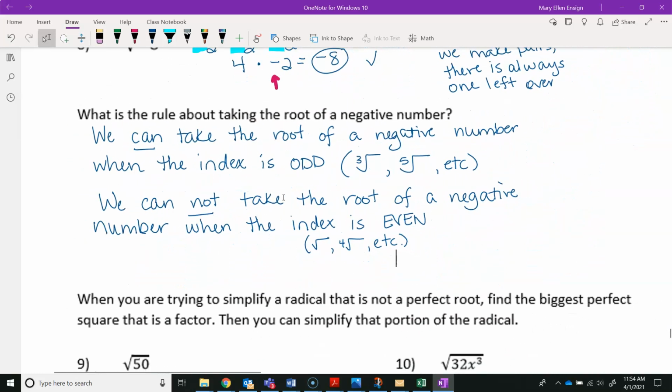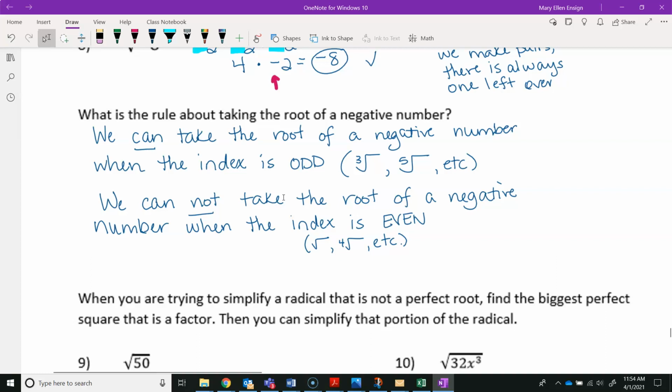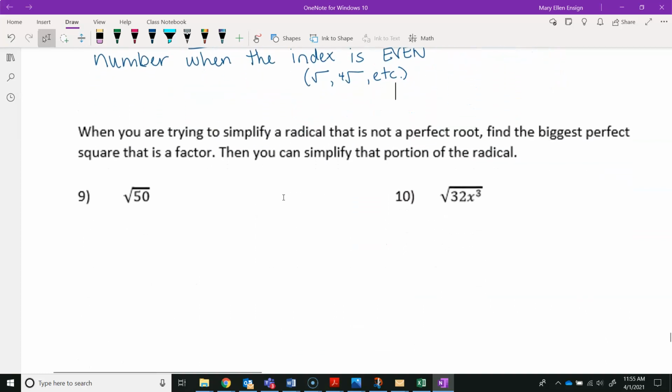Okay, now the last little part of this is when we're looking at radicals that are not perfect roots. So in those examples we did before, they always came out to something like the square root of x to the 10th, or the square root of 25, or something that is a perfect root. Well, here we're going to look at some that are not perfect roots.